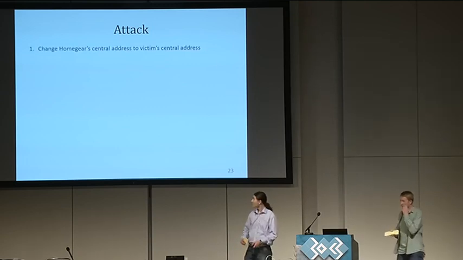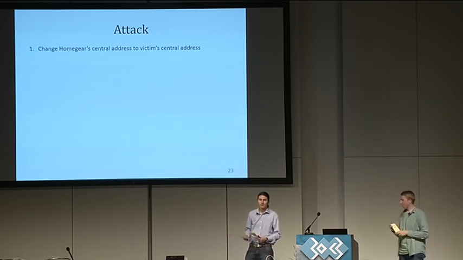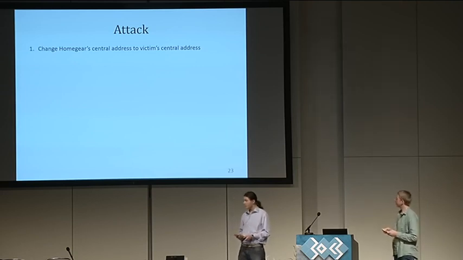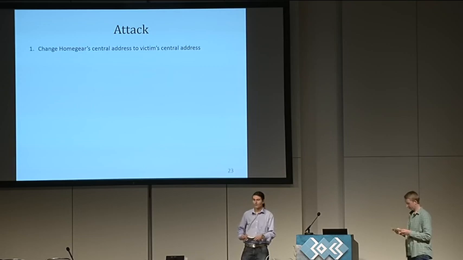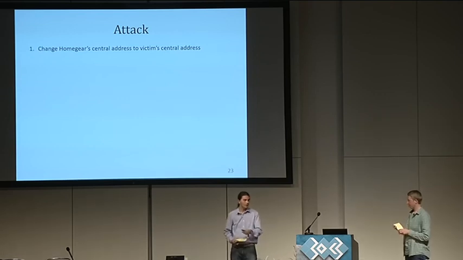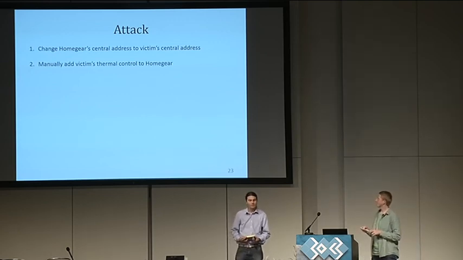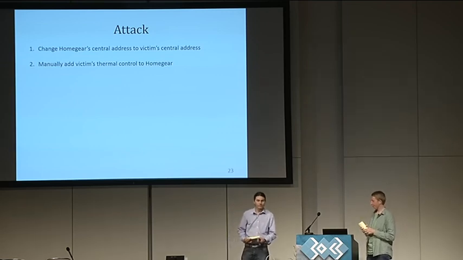Okay, the first step is we need two pieces of information. The first is the address of the thermal control device, and the second is the address of the victim's central. In the attack, we have to change HomeGear's central address to the victim's central address, because otherwise the victim's thermal control device, which is paired to the victim's central, would not accept packets from our HomeGear device because it has the wrong address. Then we have to manually add the victim's thermal control to HomeGear in order to make HomeGear manage the timing of the attack, because manually you can hardly hit the 250 milliseconds window.